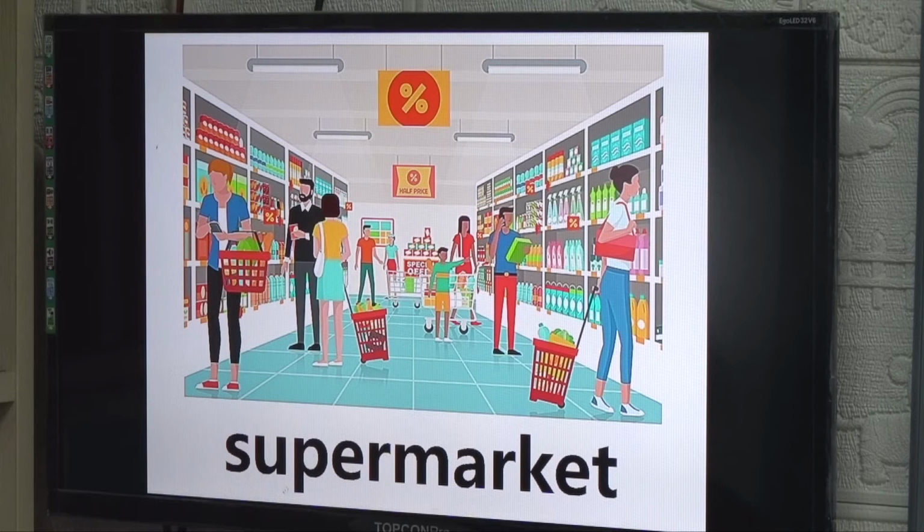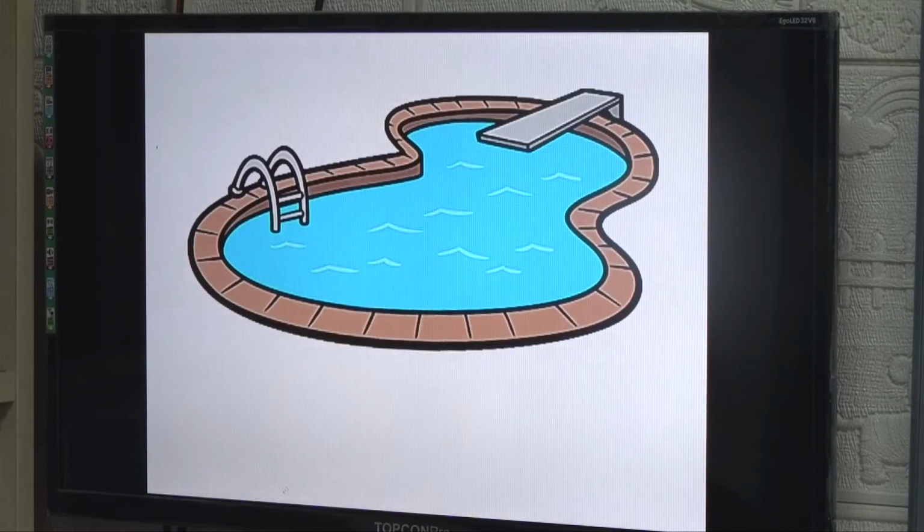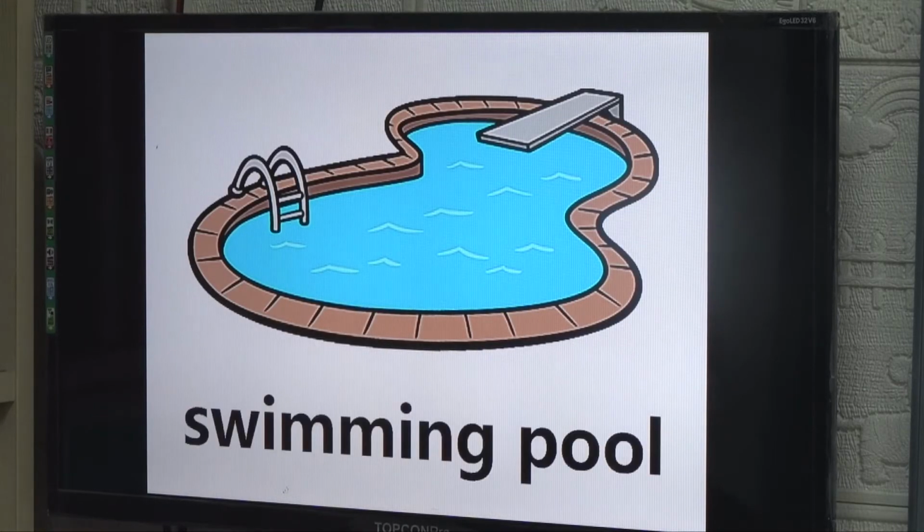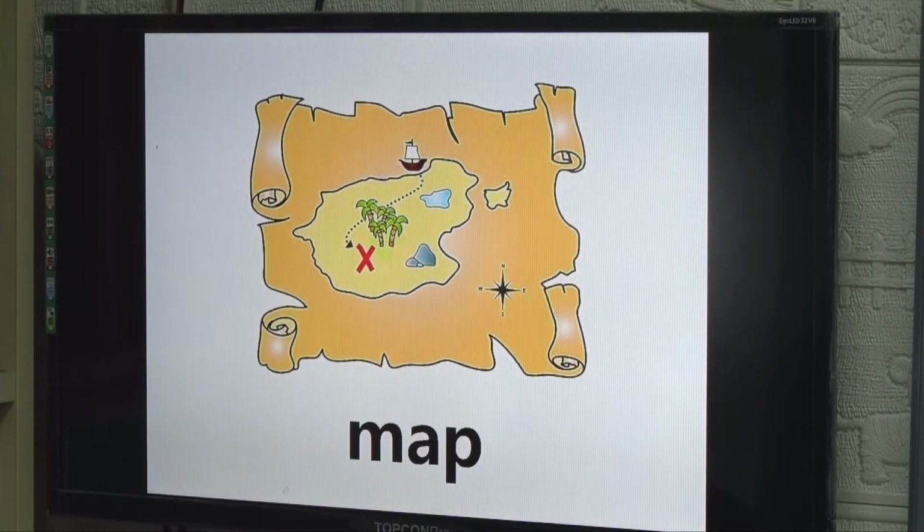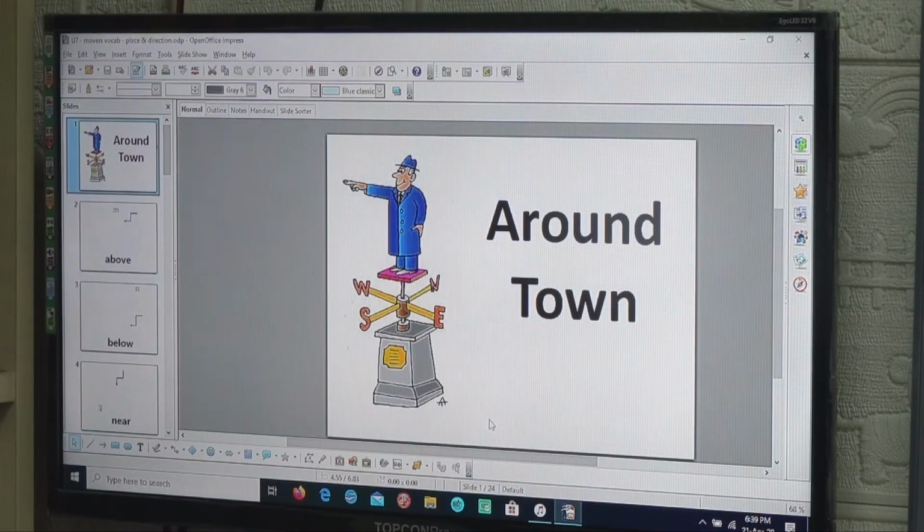SUPERMARKET. Supermarket. And here we have a swimming pool. Let's spell SWIMMING POOL. Swimming pool. Here we have something that tells us the direction wherever we go. That is a map. Let's spell MAP. Right, great. So we are done with the revision.